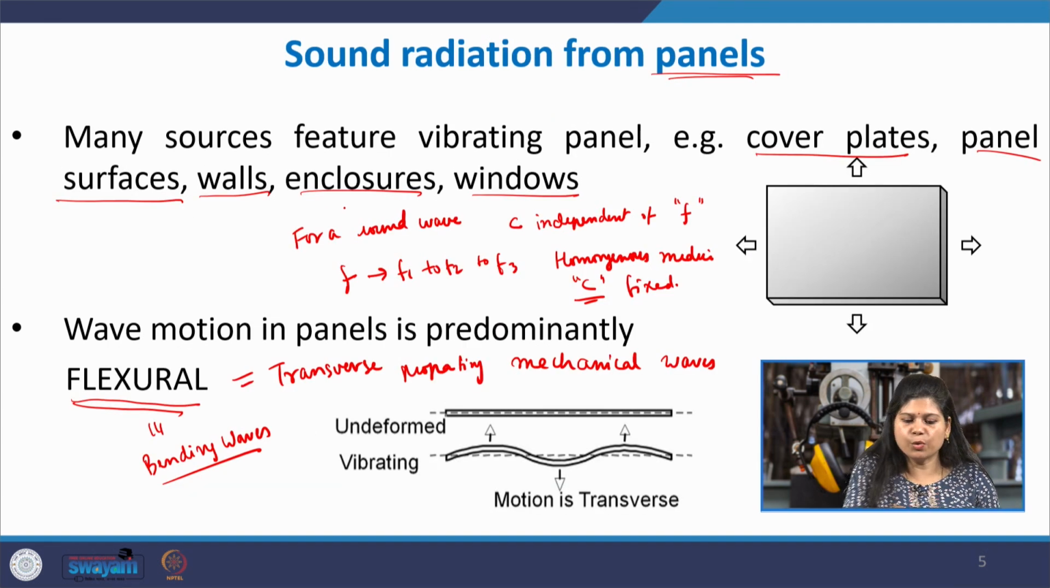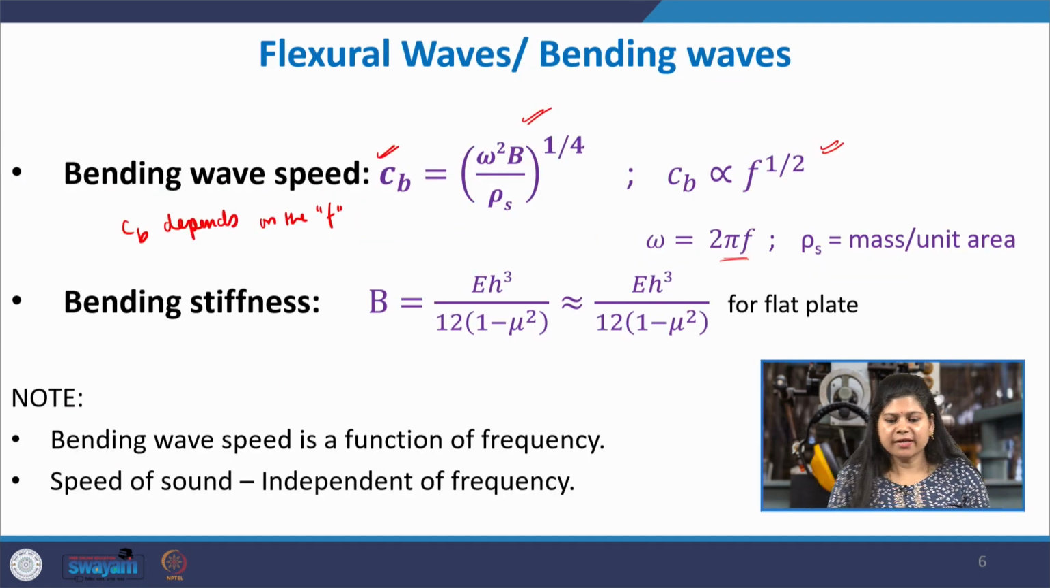Whereas in the sound wave, it was independent of the frequency. And here we have this term B. B is the bending stiffness. For a flat plate, this is the equation of the bending stiffness. Just a small correction here.